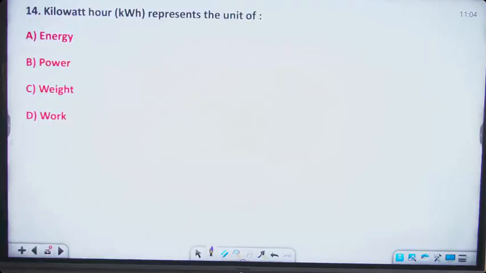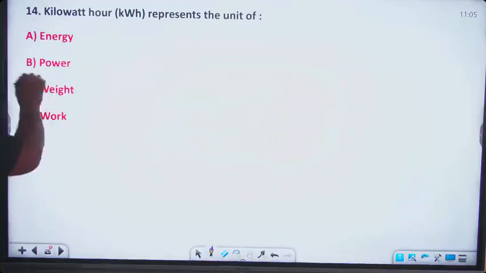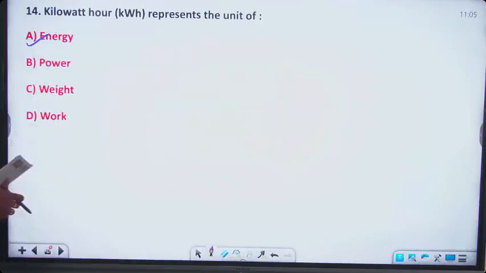Kilowatt hour represents the unit of power or energy. In general, we use this one for the amount of electrical energy that is consumed. For example, every month a person will come to check the meter reading, right? How many kilowatts you have consumed, based on that you are getting a bill of 600 or 2000 or 3000. So kilowatt hour is the unit for energy.